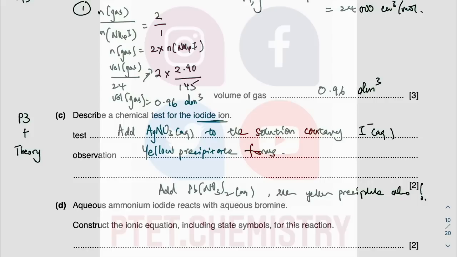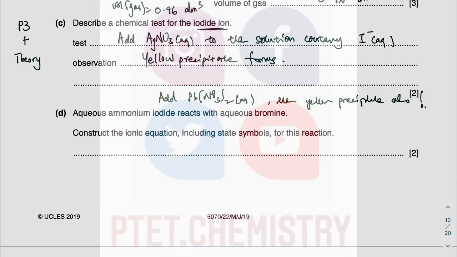The other thing I must say is you should probably write down the full word precipitate, because you're not in practical, you're not in paper 3. So in theory, you have to write down precipitate. Next bit, ammonium iodide reacts with aqueous bromine. Aqueous and aqueous. They want ionic, so you have to think about spectator ions. I'm sure you've heard about this term, so make sure you know what you're talking about.